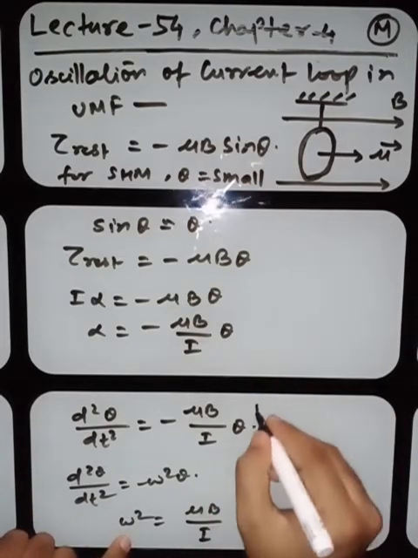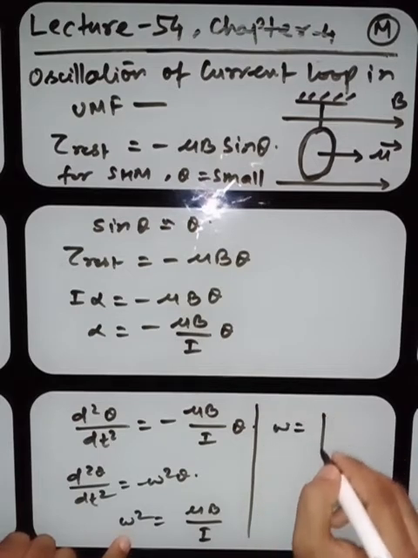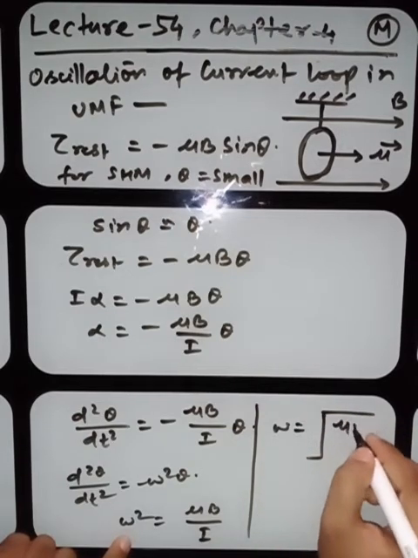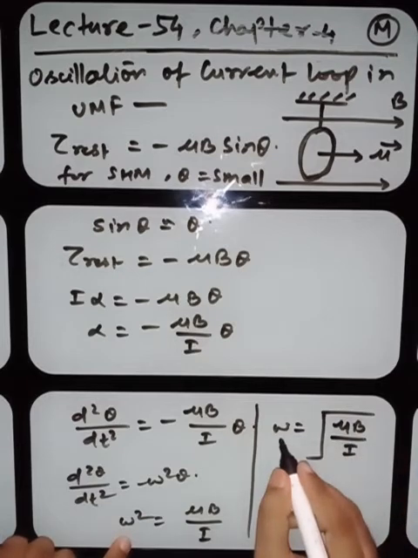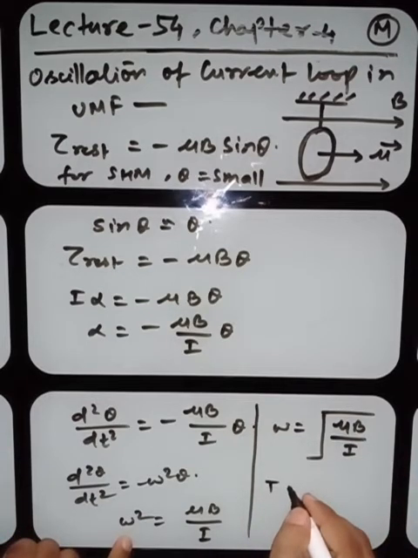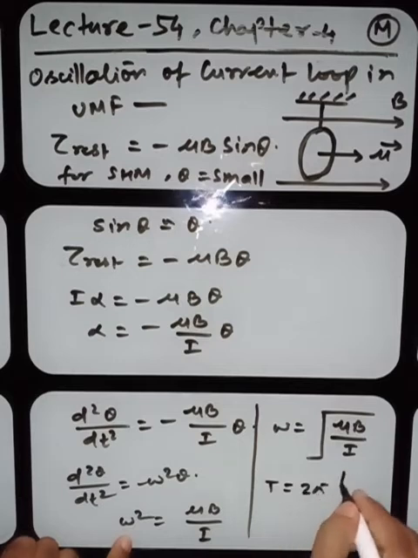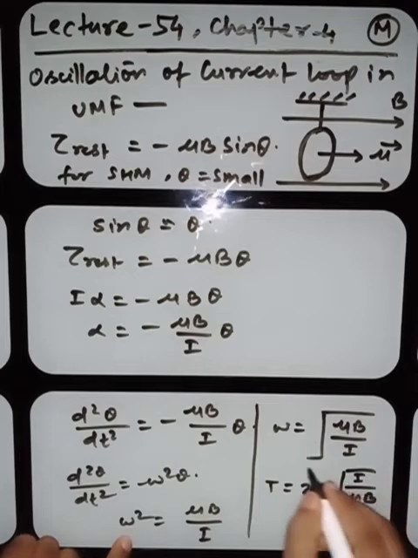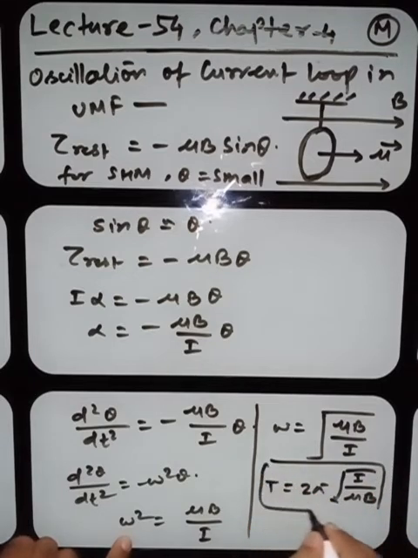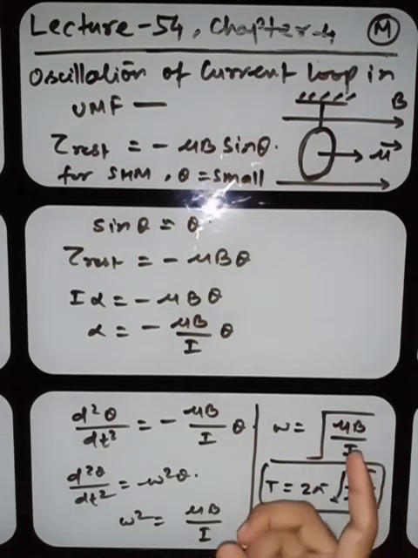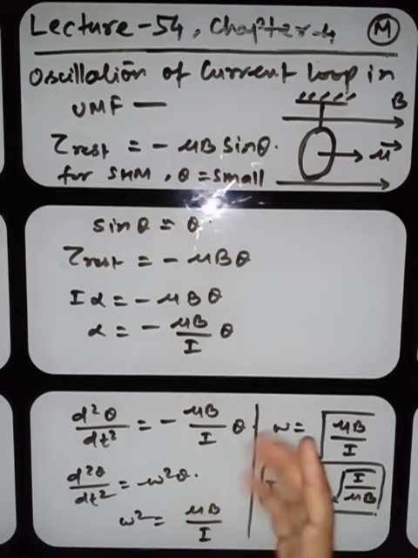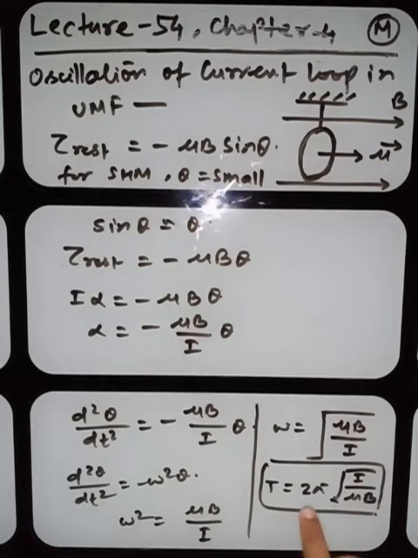Finally, omega can be written as the root of mu B by I, and this is nothing but 2 pi by T. It means T will be 2 pi, reversed, so root of I by mu B. In this way we successfully got the time period, my dear students. So the time period, if any conductor is placed in a magnetic field, it will oscillate like simple harmonic motion, and the time period will be 2 pi root of I by mu B.